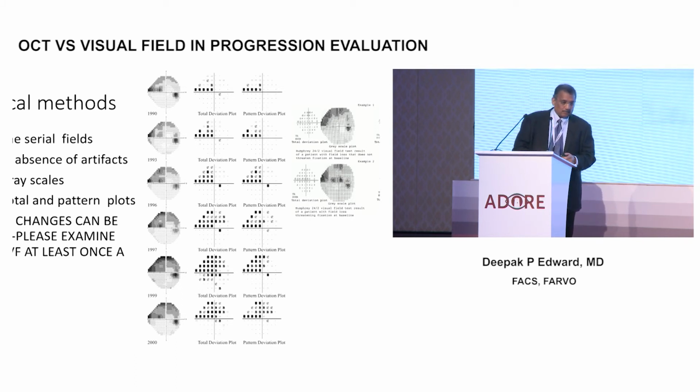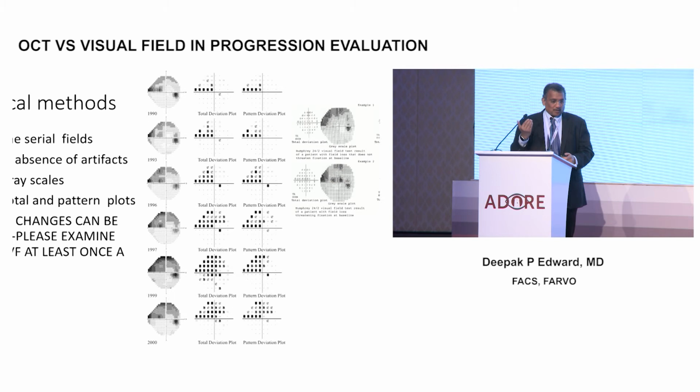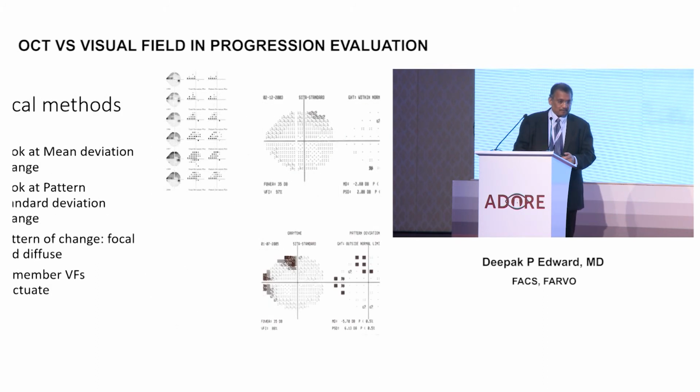One pearl I'd like to leave you with is that visual field changes can be small incremental changes. So you really need to look at your first field, at least once or twice a year, to see how patients are doing, because you might ignore those small changes and be horrified to see your patients progressing without seeing the fields that were done previously.